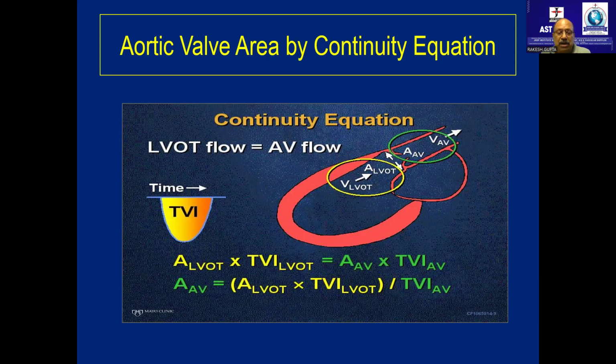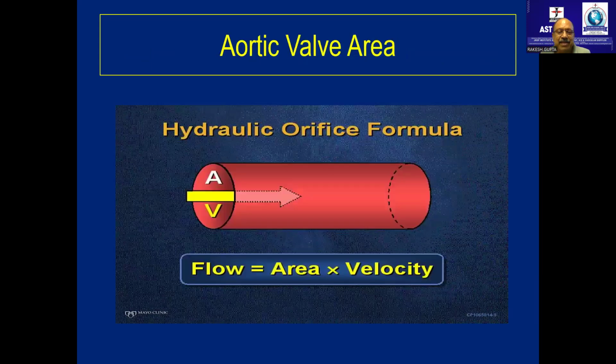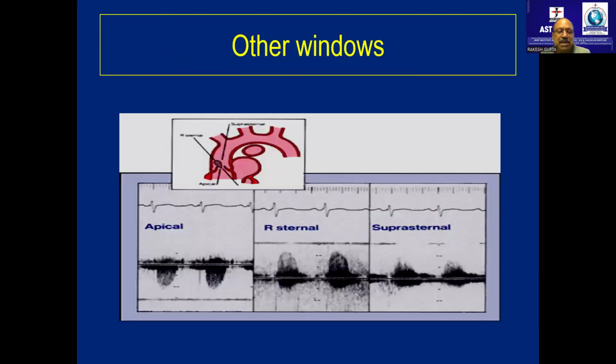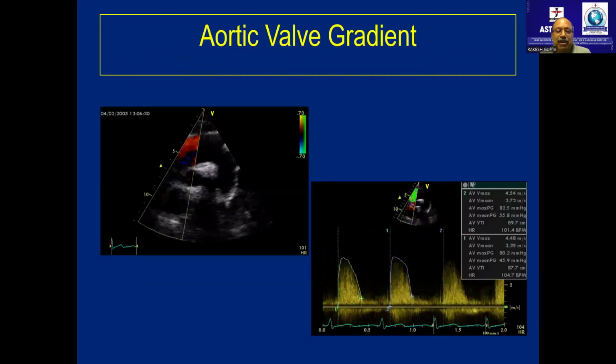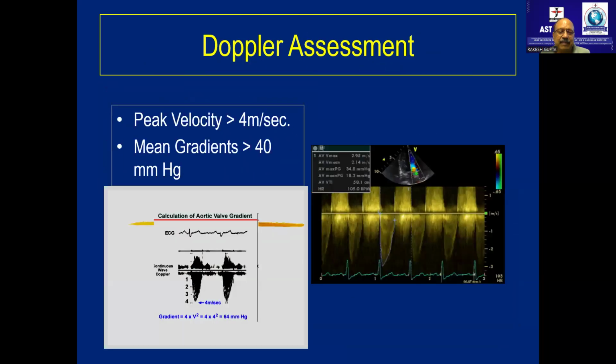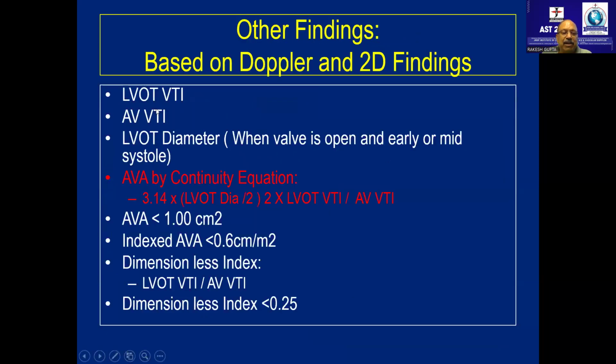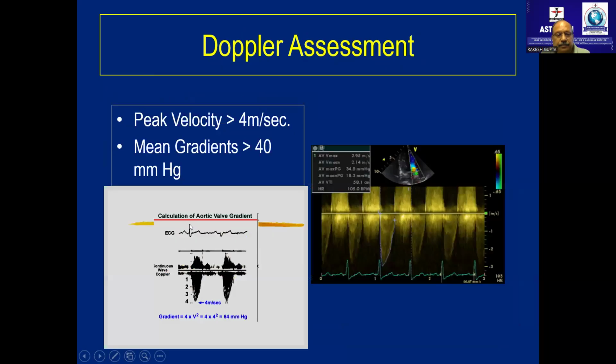So we saw two important things. We saw stroke volume and we saw aortic valve area. And the third thing we saw is peak gradient, peak velocity and mean gradient. We saw peak velocity and mean gradients. So four things we have seen. You can jot it down on a piece of paper.